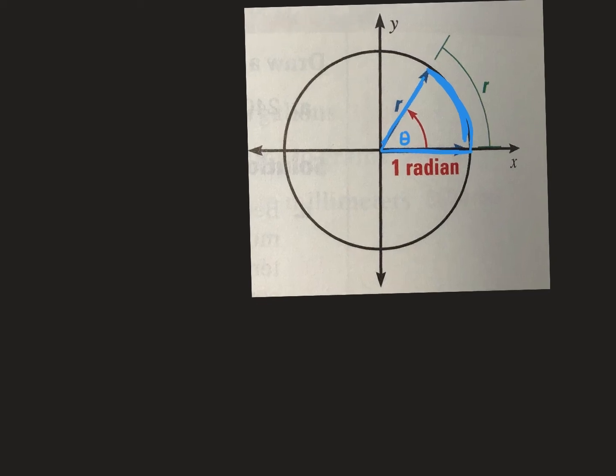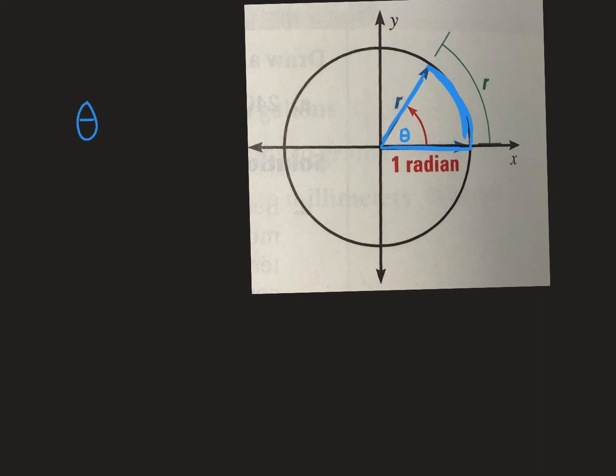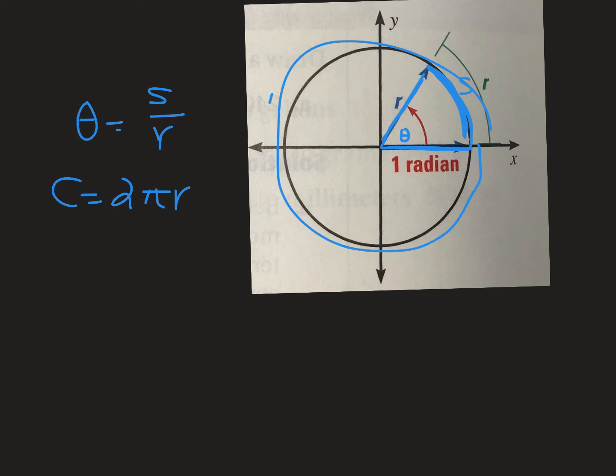So the formula looks like this. For 1 radian, I'm using theta, S stands for the arc length, and R is the radius. Theta is S over R. That is a big deal. Now, think about this. The circumference of the whole circle is 2 pi R. If I go around the whole entire circle, that's 2 pi R. If you divide that by the radius, the R's would cancel. So the circumference of the whole circle is 2 pi radians.